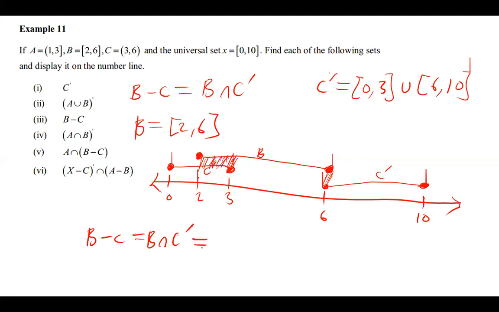So which can also be written as, we just get the shaded part. So the shaded region is from 2 to 3. From 2, it's closed at 2, it's also closed at 3. And then addition of two sets is union.